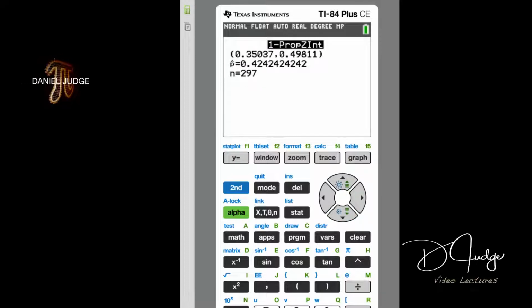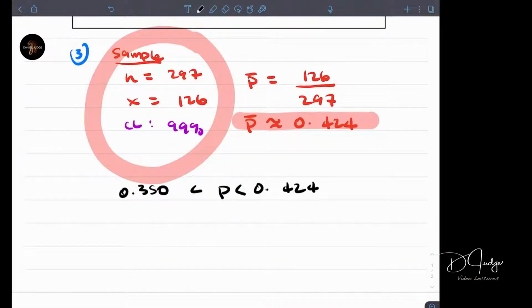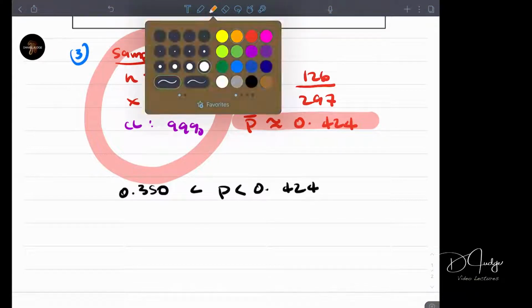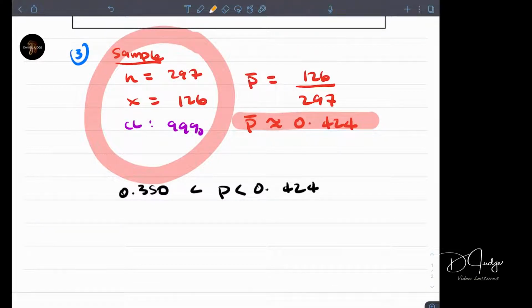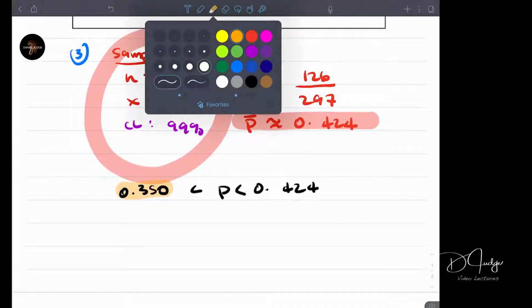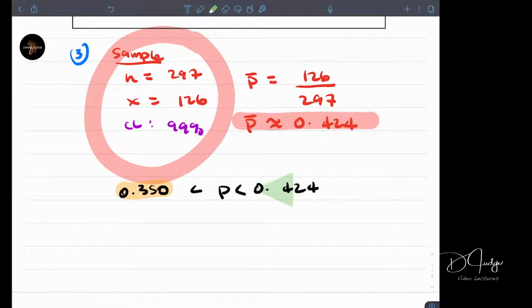So we're going to go to the nearest thousandths again here for number 3. So we should have 0.350 less than the true proportion, less than 0.424. Let's double check. 0.424. All right. Well, this is what I have here for a lower bound, and this is what I have for an upper bound. Something's bothering me about this one here, ladies and gentlemen.